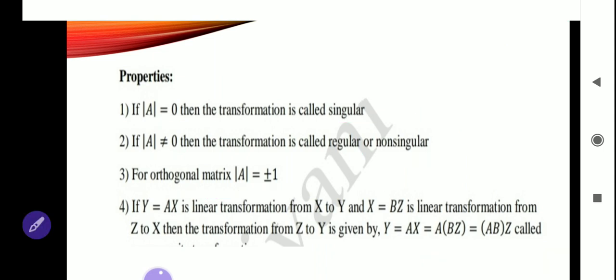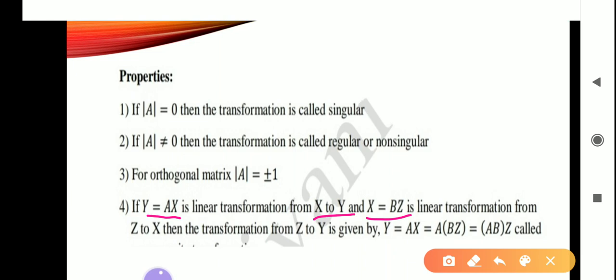And the fourth note is on composite transformation. That is, if Y is equal to AX is a linear transformation from X to Y, and X is equal to BZ is a linear transformation from Z to X, then we find the linear transformation from Z to Y. Z to Y means on the LHS we want Y, and we have to find the linear transformation from Z to Y. So here Y is equal to AX from the first transformation, and what is the value of X using the second transformation? X is equal to BZ.